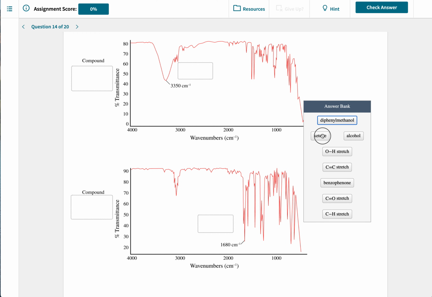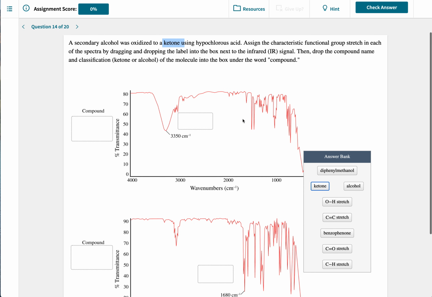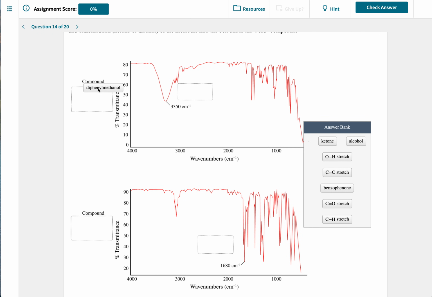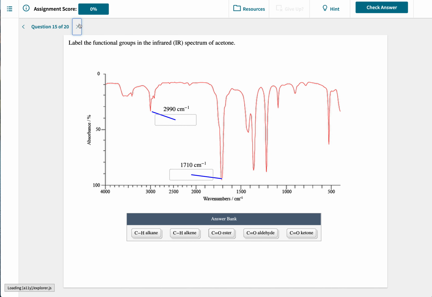Now I'm actually kind of confused because it says ketone and it says alcohol. Oh, drop the name and classification. So it wants you to put the name of the alcohol and it wants you to indicate that it's an alcohol. Both of that goes into that box. Plus you have to identify what type of peak each one of these is: OH, carbon-carbon double bond, carbon-oxygen double bond, carbon-hydrogen. This one is just asking you to identify the type of peak. There's two that you're choosing from here. What type of peak is it?